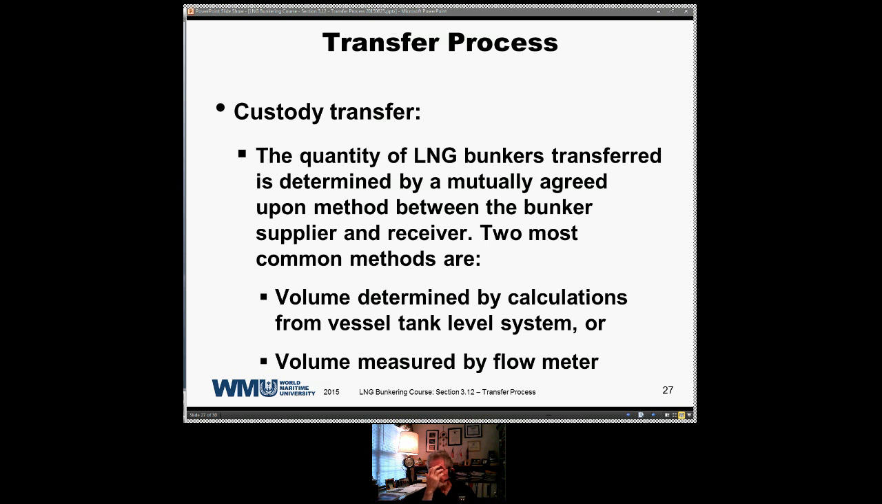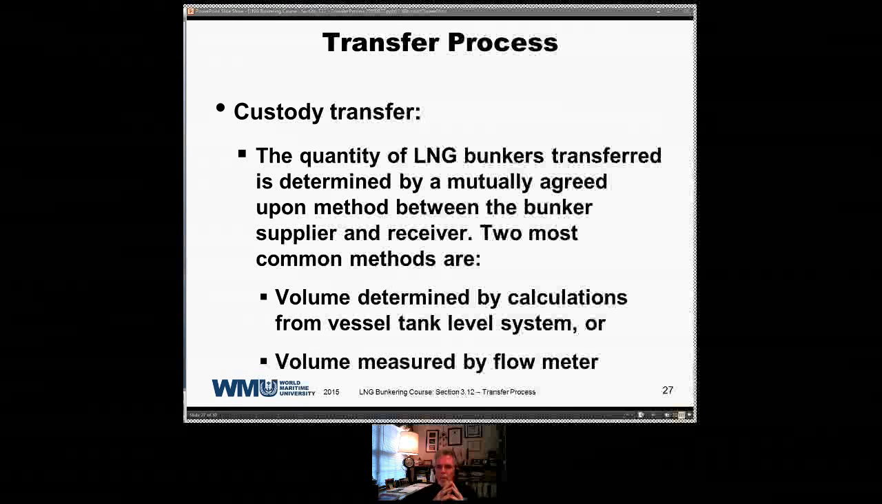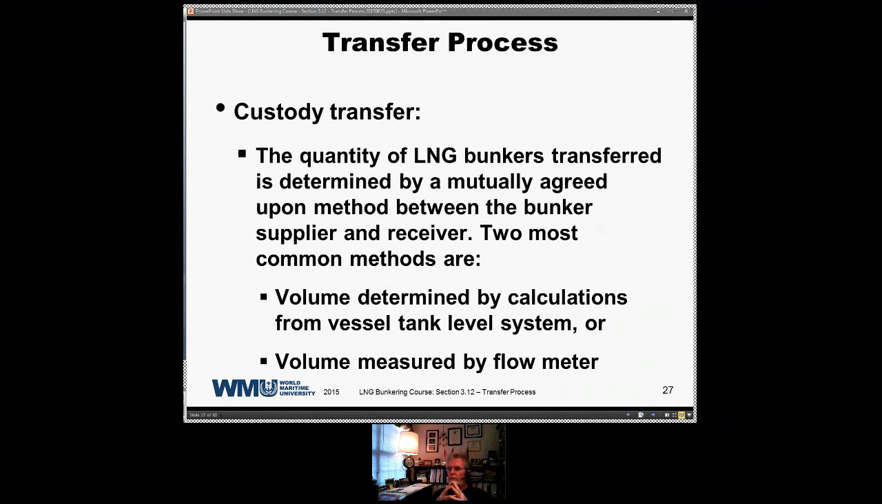Custody transfer is going to be conducted. And this is an operation that is normally done once all of the liquid is out of the loading arms. Once it's determined that all of the liquid is out of the loading arms, or once the liquid is out of the hose.